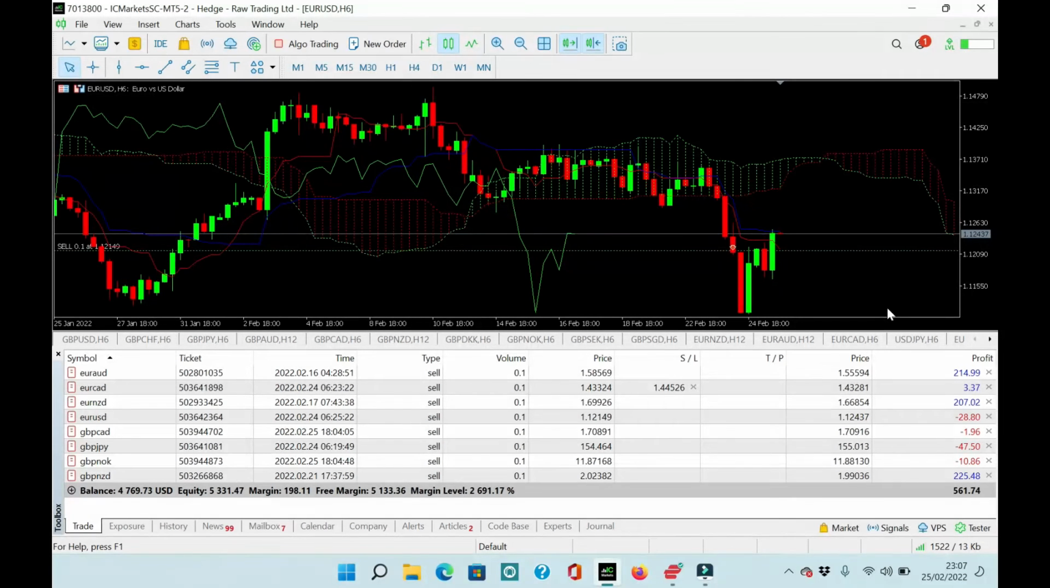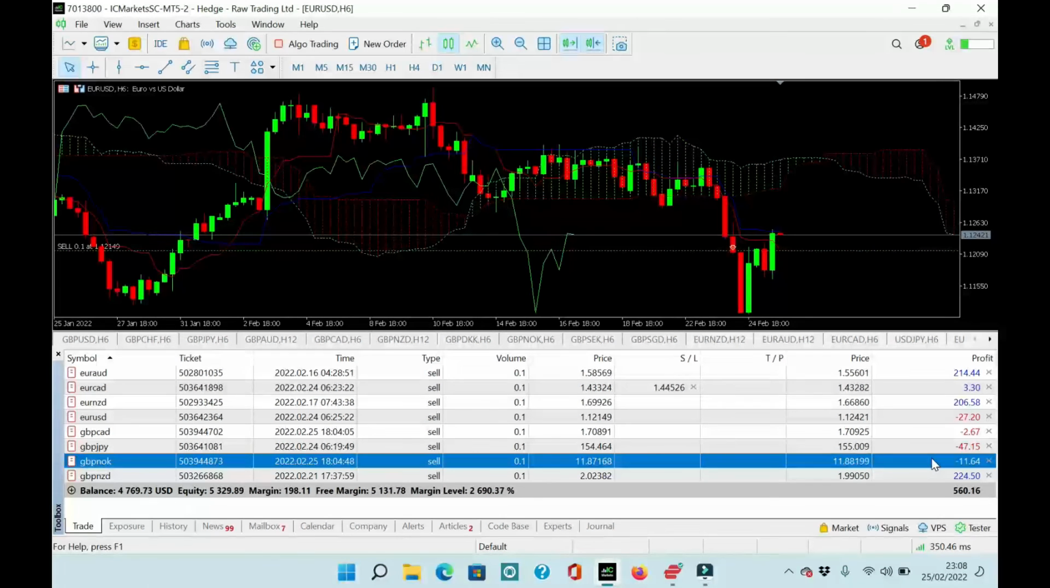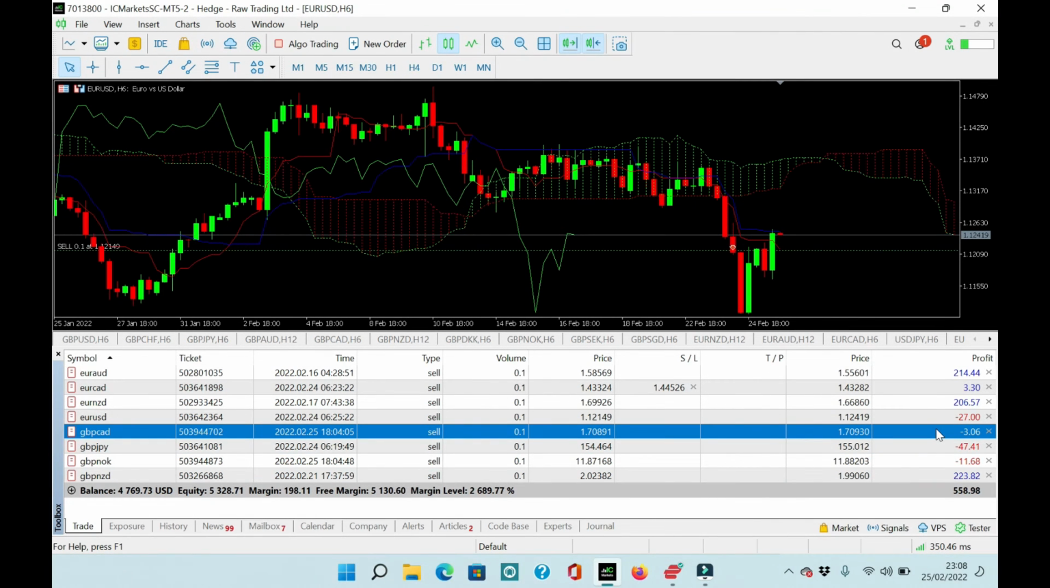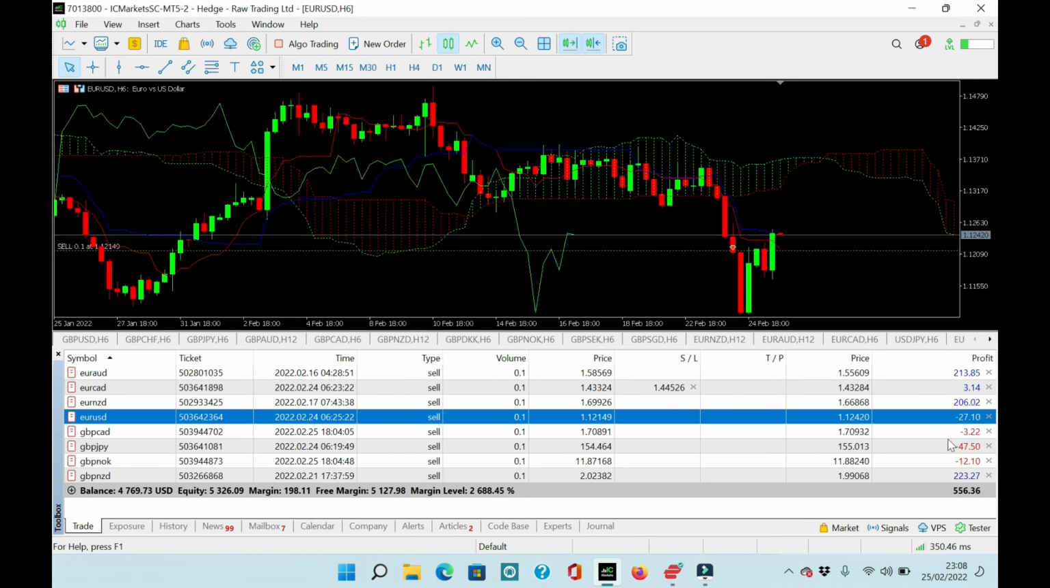I'm a little bit worried about the margin level. Normally, I like to have a comfort zone, a margin level around 5,000%, but of course 2,600 something is not really bad for the moment. Equity is still $5,326. Can you see the spread is quite big. I opened pound sterling Norwegian kroner, and already minus $12, and this one as well minus $3. Euro one.